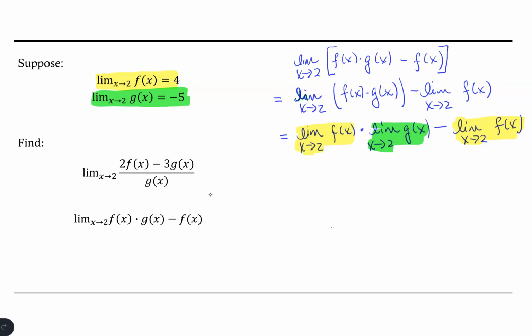So let's go ahead and determine the value here. This is equal to, now we're substituting in a 4 for that first factor, times, now the limit for that second factor is going to be negative 5, minus, and then substituting in for that last piece, we get 4. So we have negative 20 minus 4, which is going to give us negative 24.